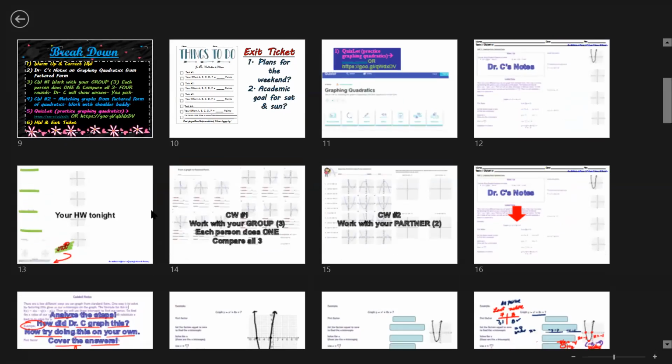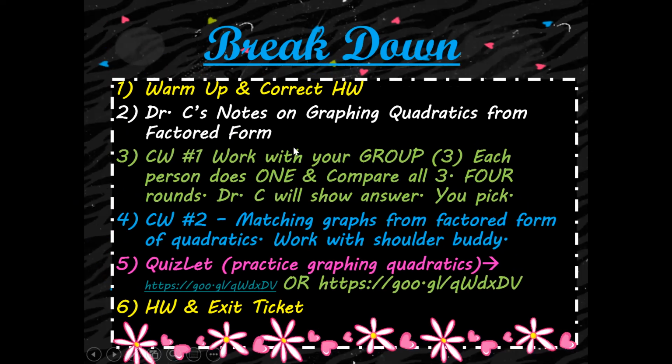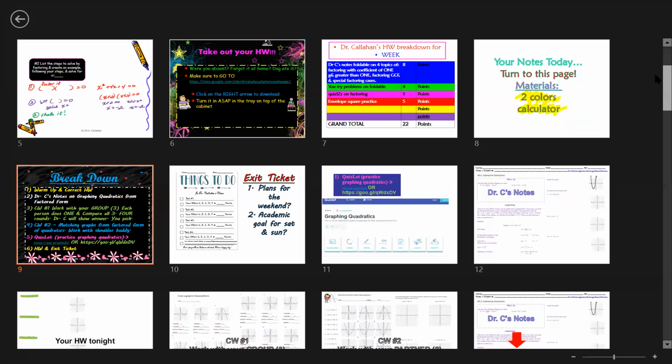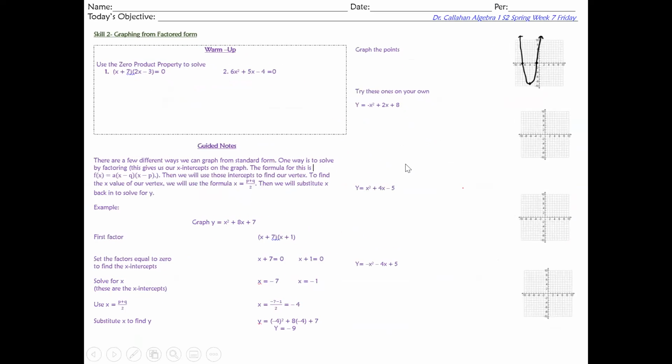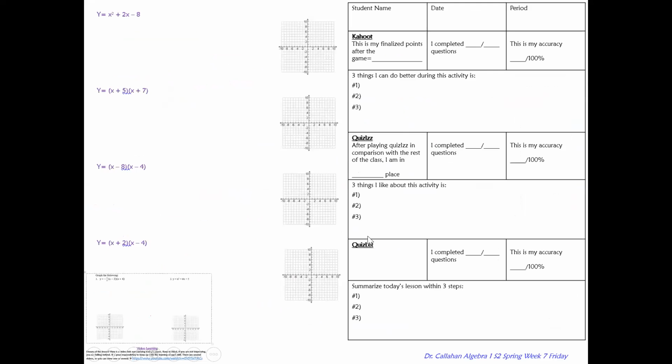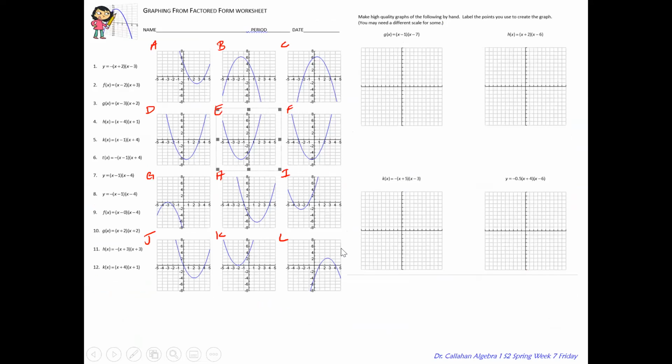Let's take a look at the breakdown of what we're going to be talking about today. I have my notes on graphing quadratics from factored form. I have the first classwork where you're going to be working by yourself. And number 2, you're going to be matching a graph from factored form of the quadratics. So this is kind of what we're going to be looking at. Turn over to your guided notes, which looks like this. This is where we're going to be starting. Here is page 2, page 3, and then of course page 4.